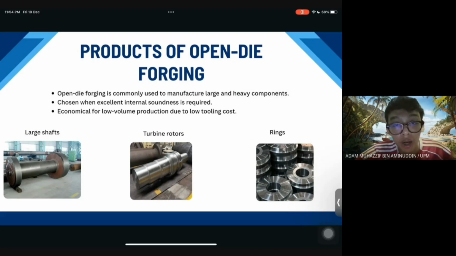So these are the products of open die forging. Open die forging is commonly used to manufacture large and heavy components where excellent internal soundness is required. Typical products include large shafts, turbine rotors, and rings. These components are often used in power generation, aerospace, and heavy machinery industries. Open die forging is also economical for low volume production because it requires relatively low tooling cost compared to closed die forging.